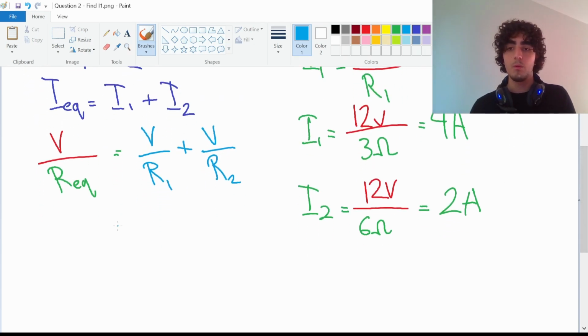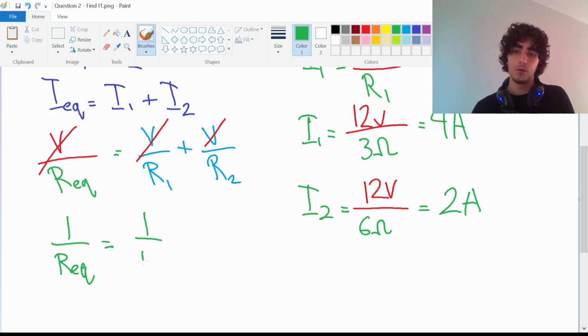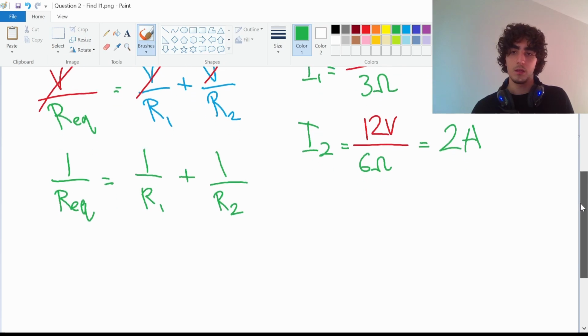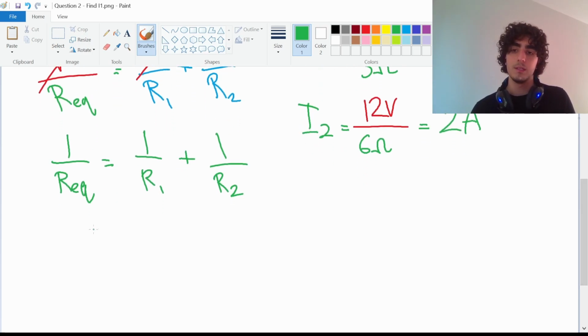Now, we don't know what the equivalent resistance is, so now we have to find the equivalent resistance. Well, if I factor out the voltage from here and here, I can divide the voltage from both sides, and the voltages all cancel out. So then I'm left with 1 over R equivalent is equal to 1 over R1 plus 1 over R2. And here we can just plug in the numbers to find out what R equivalent is.